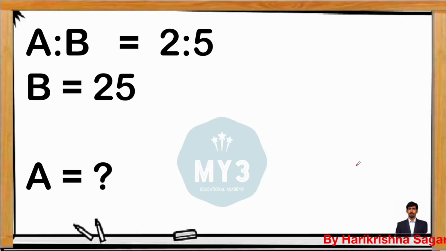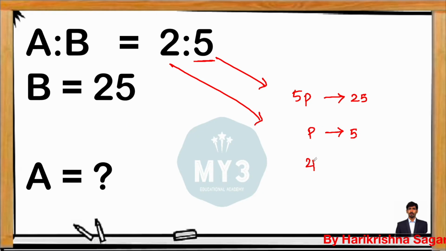Look at another question. A is to B is 2:5. B is equal to 25. What is A value is the question. If you can observe, the B value is 5 means 5 parts value is given as 25, and 1 part value is equal to 5 here. They are asking A value. A is actually 2 parts. If 1 part is 5, 2 parts is going to be 10.